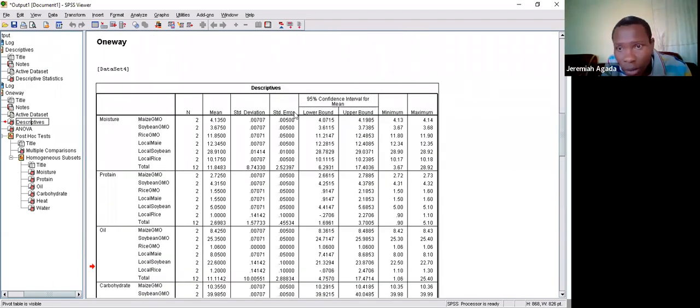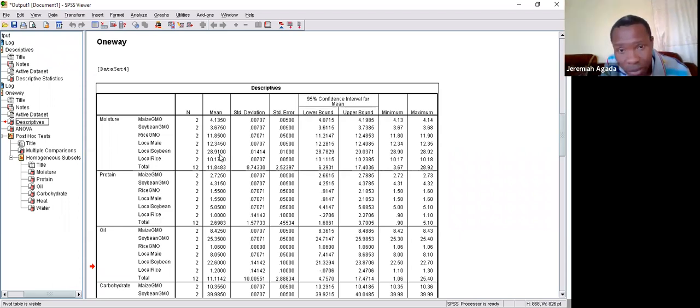Okay, can we see this? This is my descriptive. So under moisture, you know it is moisture, then protein, then oil, then carbohydrate, we added heat, and then we added water. Now for moisture, we have maize GMO, soybean GMO, rice GMO, local maize, and others like that. The sample size I have for each of them is 2. They were just replicated. So then the mean value is this.